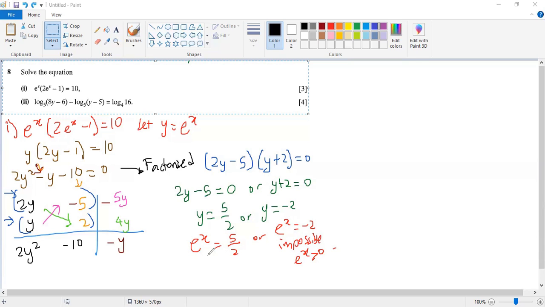We take a ln on that, so x equals ln of 5/2. ln of 5/2 is calculable in the calculator. Just put ln like that, bracket 5/2, close bracket, press equal. That can be the answer, or you can write it in decimal, to 3 significant figures, 0.1916. Roughly, that's the answer for the first part.